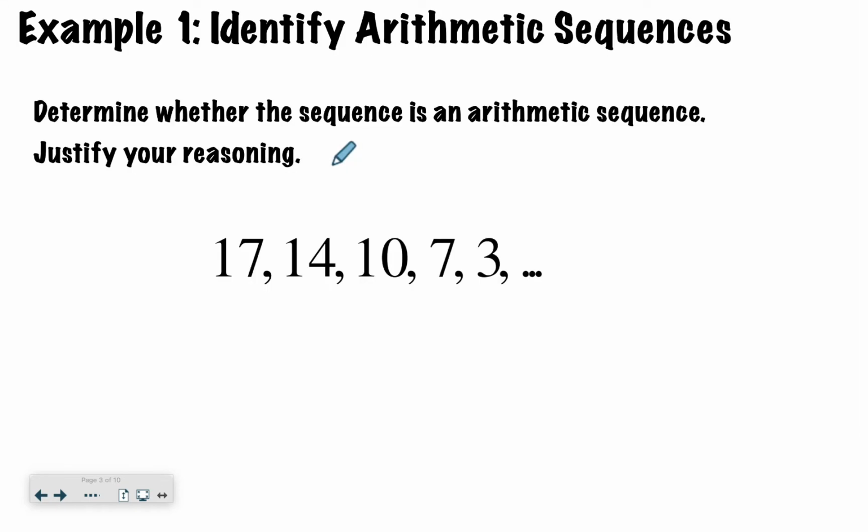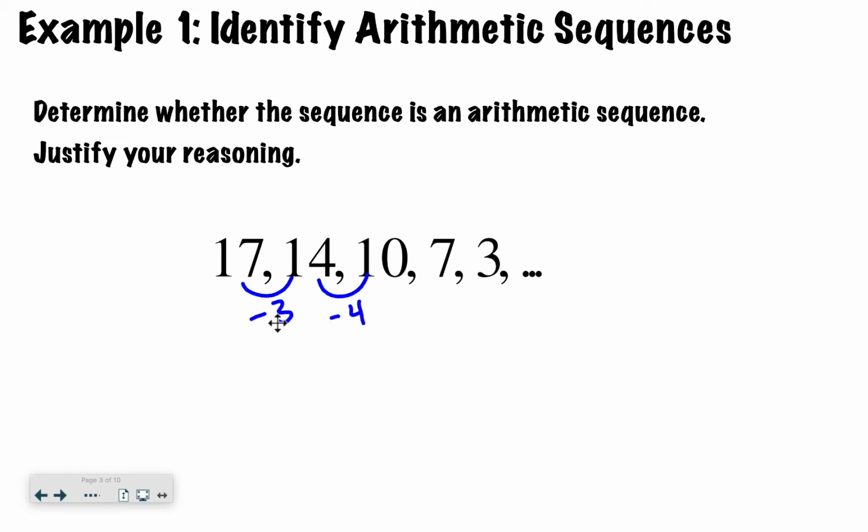All right, so example 1, identify arithmetic sequences. The first part of today's lesson is just trying to figure out, is this an arithmetic sequence? And the way you tell that is, does it always change by the same amount? So if we look here, going from 17 to 14, I say minus 3. From 14 to 10, I would say minus 4.